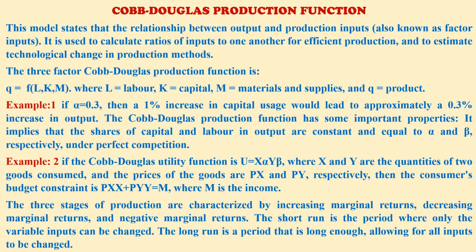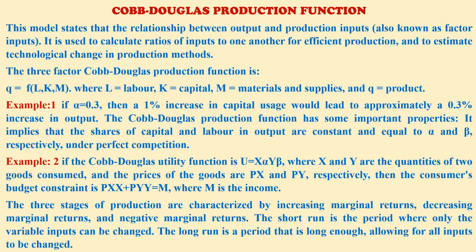Cobb-Douglas production function. This model states the relationship between output and production inputs, also known as factor inputs. It is used to calculate ratios of inputs to one another for efficient production, and to estimate technological change in production methods. The three-factor Cobb-Douglas production function is Q equals F(L, K, M), where L equals labor, K equals capital, M equals materials and supplies, and Q equals product. Example 1. If alpha equals 0.3, then a 1% increase in capital usage would lead to approximately a 0.3% increase in output. The Cobb-Douglas production function has some important properties.